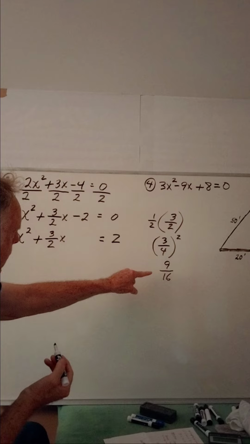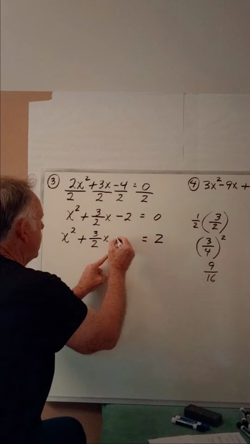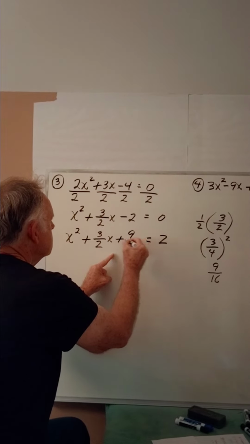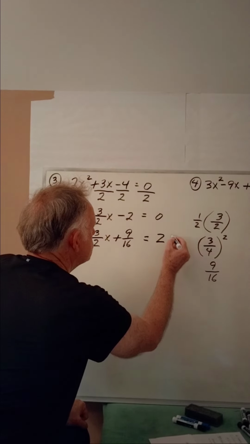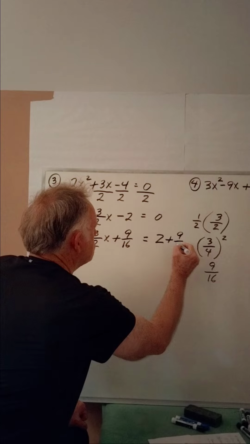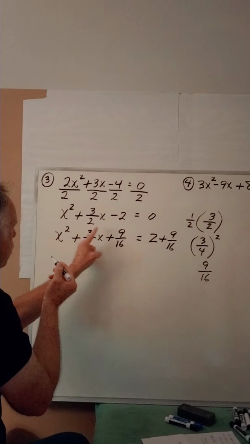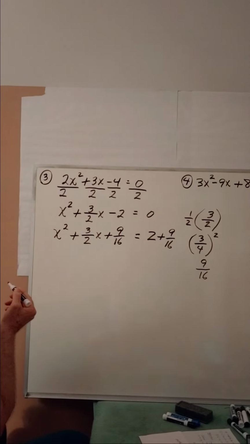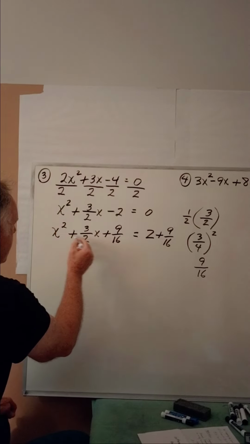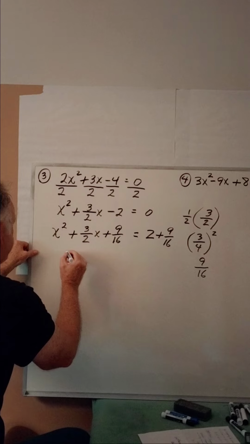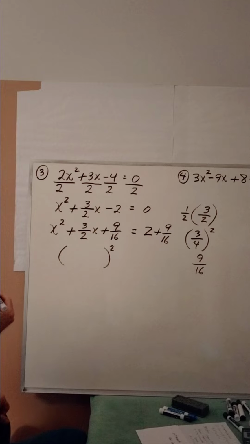So we're going to take that 9 over 16, and we're going to add it to the left-hand side of this equation. And whatever we do to the left, we have to do to the right. So we'll add the 9/16 to that side as well. The trinomial now that we have on the left-hand side, as challenging as it might look, is a perfect square trinomial. It will factor to a binomial square. That is exactly what we want it to factor to.